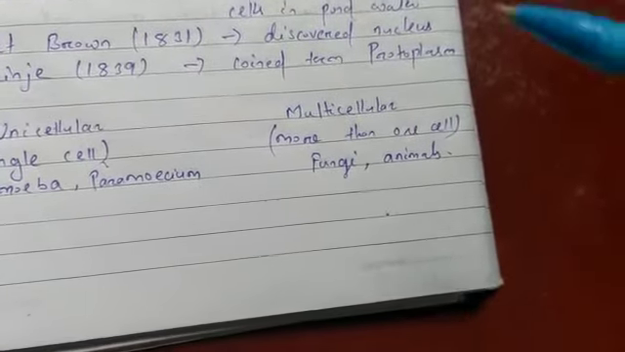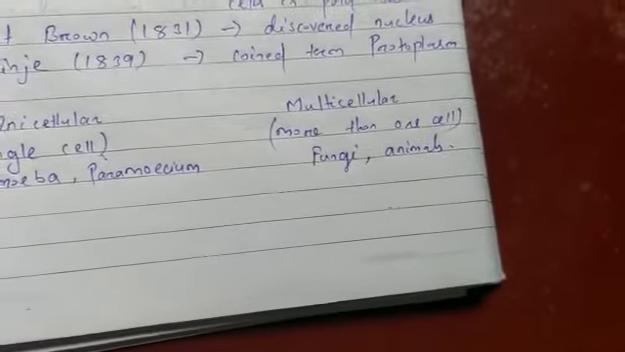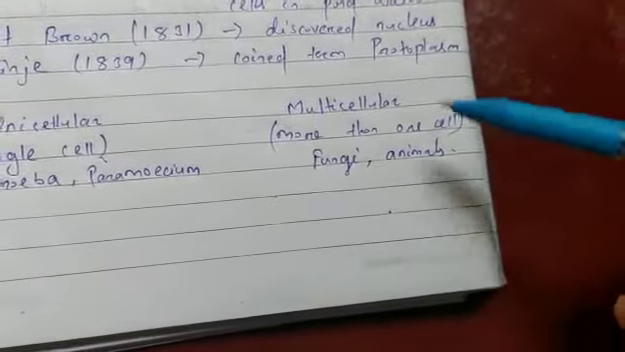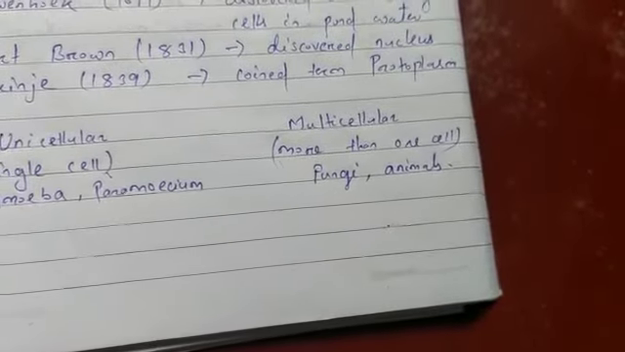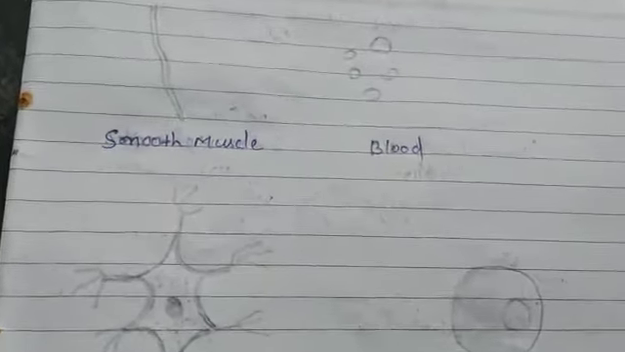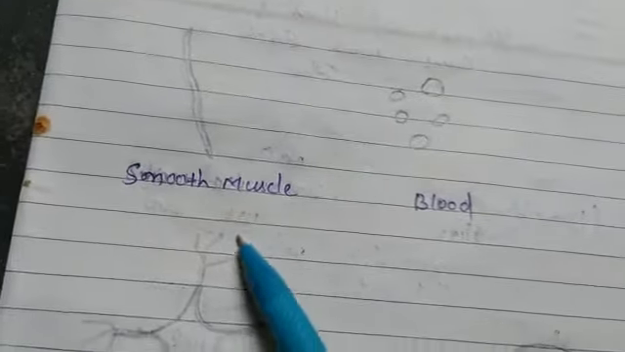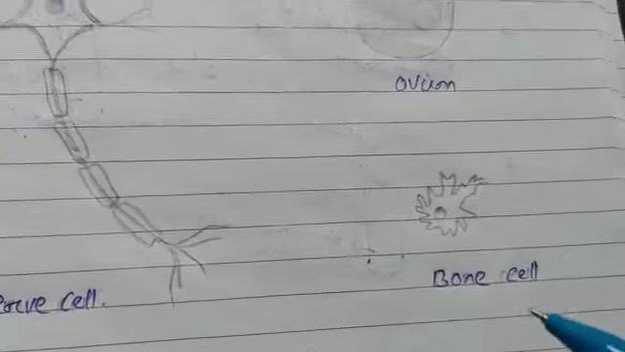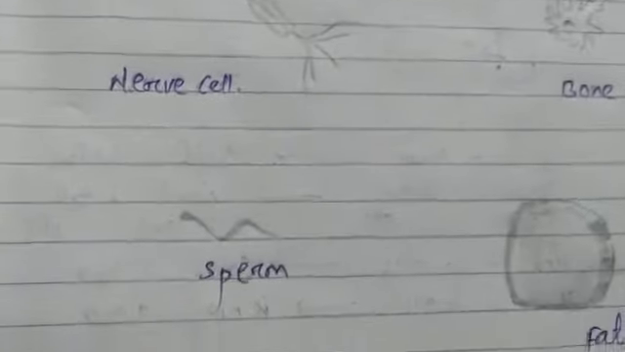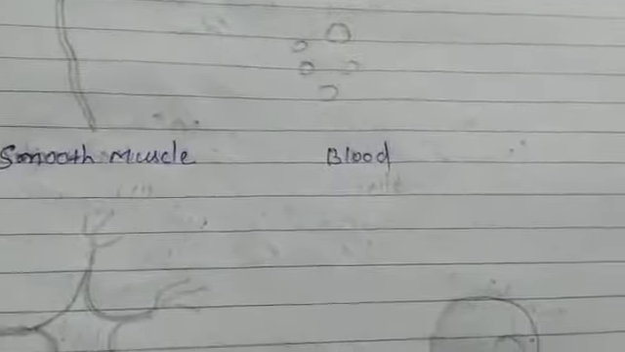Some organisms have cells of different kinds. They have more than one cell, like plants and animals, so they have cells of different kinds. For example, you can see various cells of the human body: this is a smooth muscle cell, this is blood cells, this is a nerve cell, this is an ovum, this is a bone cell, this is a fat cell, and this is a sperm. These are the various types of cells of the human body.